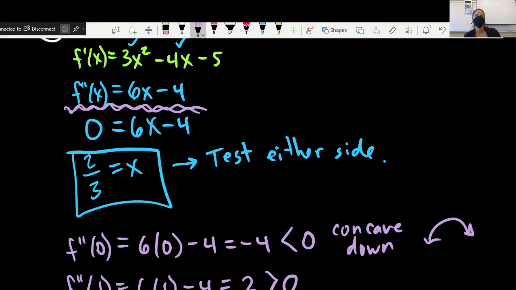Okay, so this is 2, which is greater than 0. So we know that at this point, it's concave up. So it's going to be that type of shape.